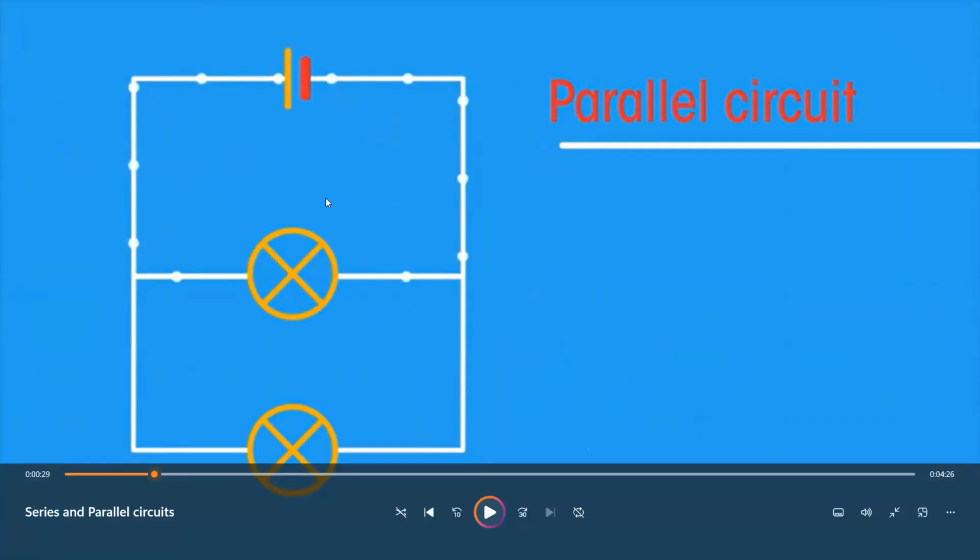As you see here, some of the charges move from the battery or the cell to the first lamp and go back again. So if this battery is 6 volt, the charges which went through the first branch will take 6 volt from the battery, deliver it to the lamp, and then go back. The other charges which moved through the second branch will take 6 volt from the battery and deliver it to the second lamp. So this means that the voltage in parallel is constant.